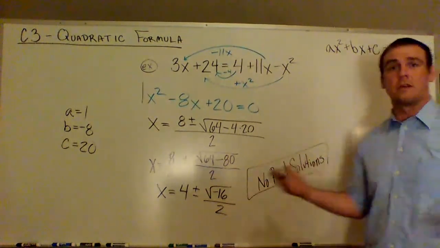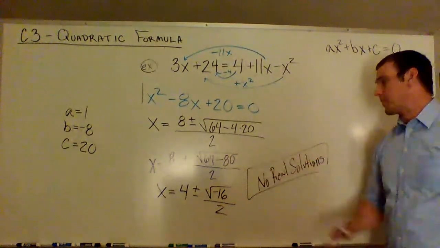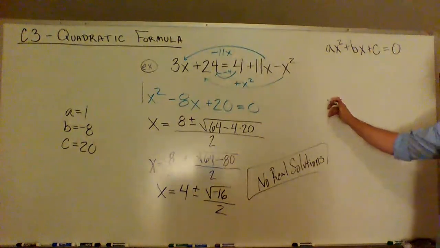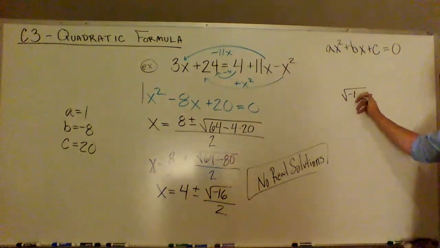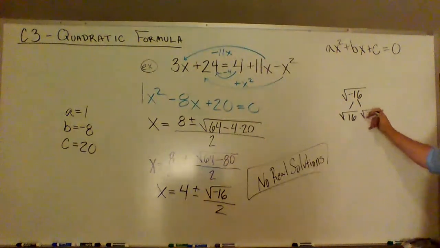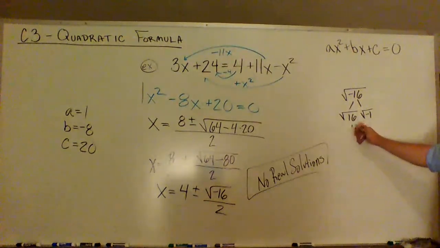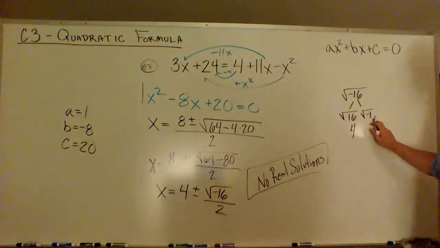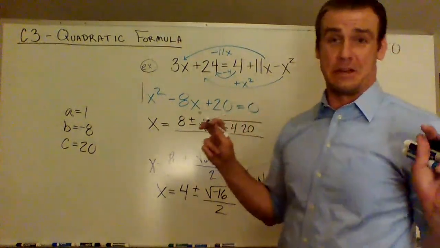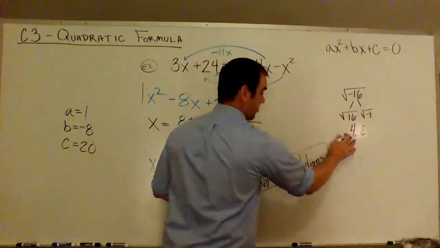Okay, and I'll be totally fine with that. However, if you want to challenge yourself here, we can keep splitting this up a little bit more. So we've got square root of negative 16 is really the square root of 16 times the square root of negative 1. Square root of 16 is 4. Square root of negative 1, we said i, that's really standing for imaginary. So square root of negative 16 is really going to be 4i.